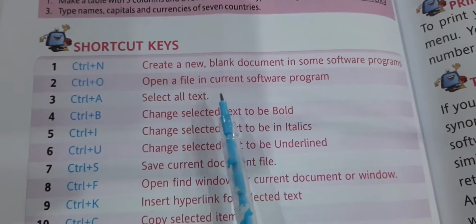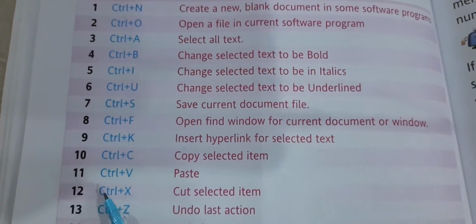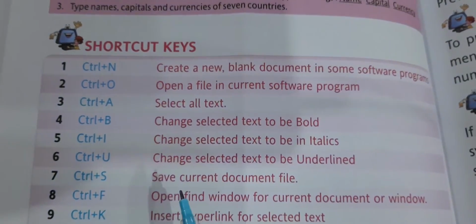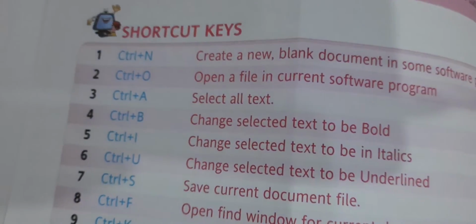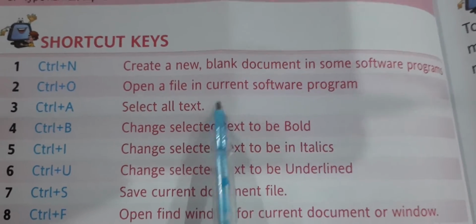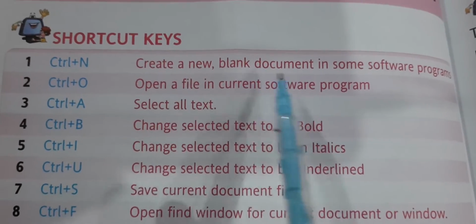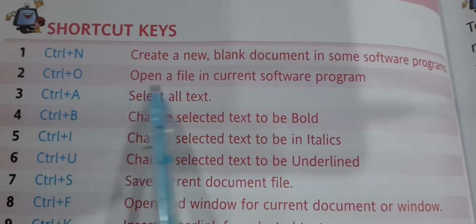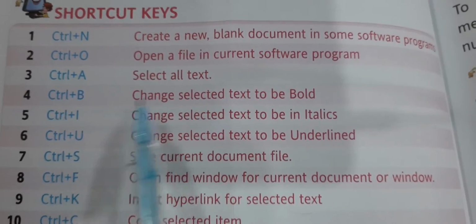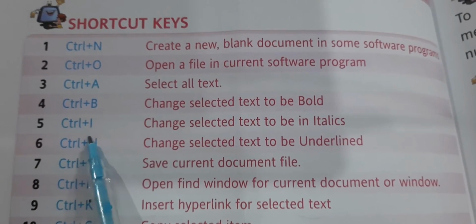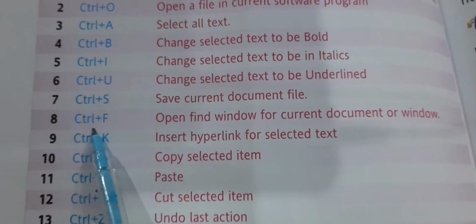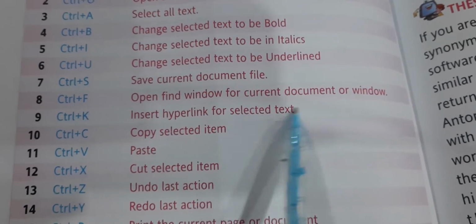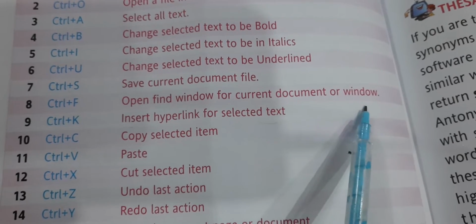Now these are various shortcut keys, children, which have come in this chapter, or you have learned earlier also. You have to learn all these shortcut keys. It can come in the exam and it will come in the exam. Control plus N for creating a new document, Control plus O for opening, Control plus A to select all the text, Control plus B for bold, I for italics, U for underline, Control plus S to save, Control plus F to open the find window for the current document.